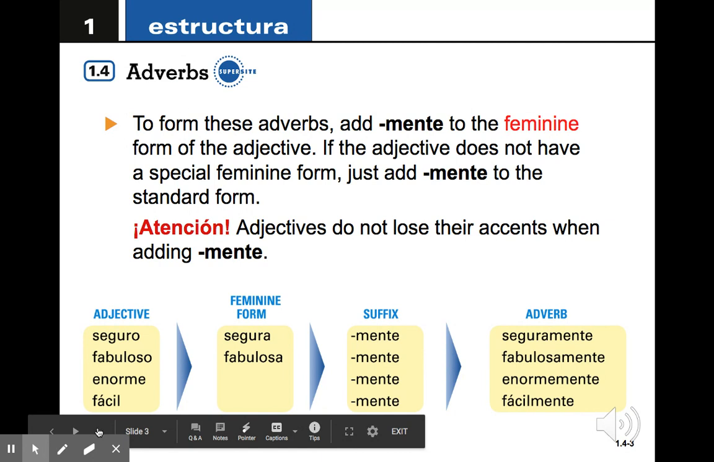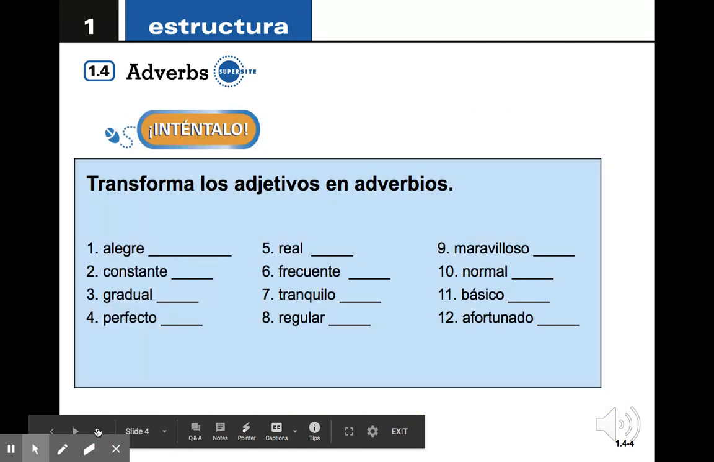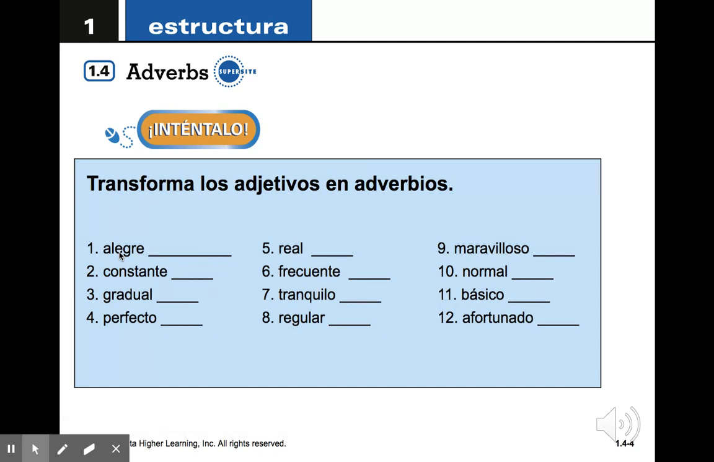Bien, let's take a look at a few examples y después tú puedes practicar. Let's take an adjective like alegre. ¿Qué significa alegre? If you play piano, you might know allegro. Happy. It does not end in an O, so we can just keep it the same and add our mente. Alegremente, happily. So again, all we do is add the mente to the end.